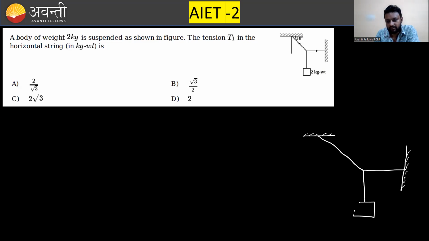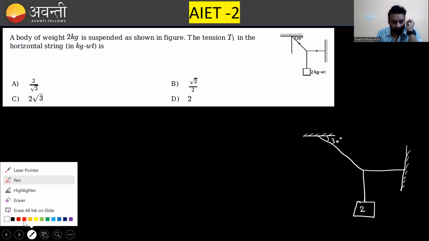And there is some body which is 2 kg weight. Some angle is also given. This angle is given as 30 degree. Now, the tension T1 in the horizontal string. That means this is the horizontal string in which you want to calculate the force.